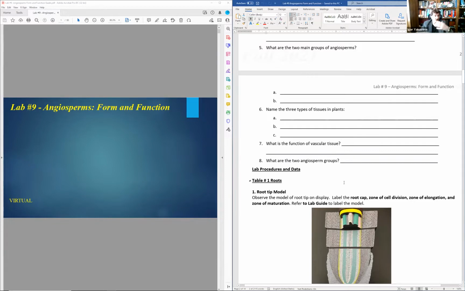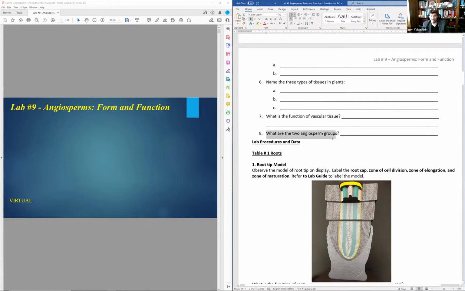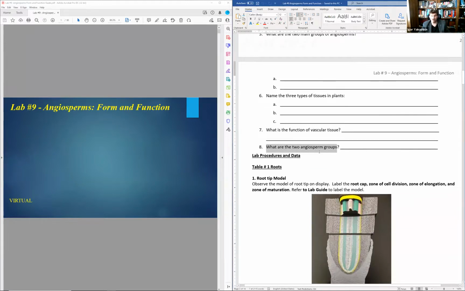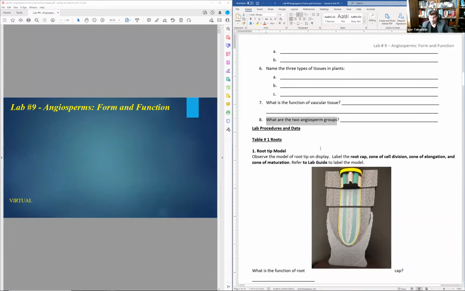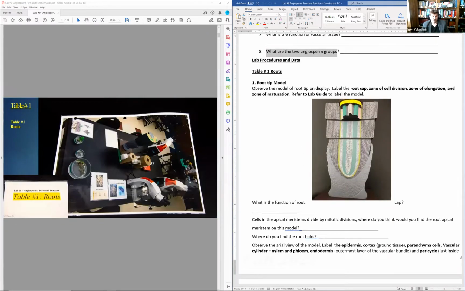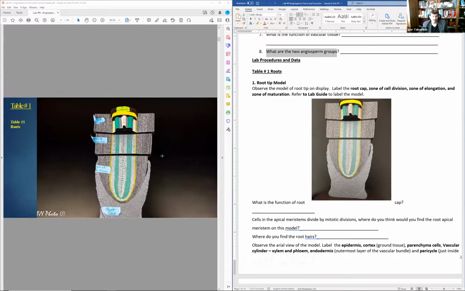So transport what? Water and minerals to the site of the photosynthesis, sugar, dissolved sugar throughout the body of the plant. And number 8 is essentially covering the whole entire, repeating the number 5. So 2 groups of angiosperms, monocots and dicots. There is more, but we are focusing our attention on that. So now let's take a look at the model, and you will need to label.